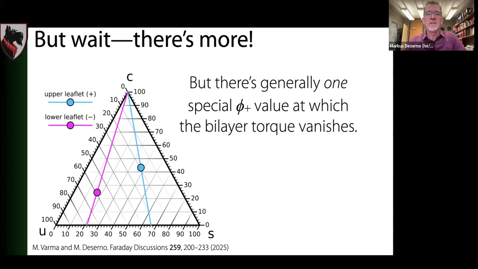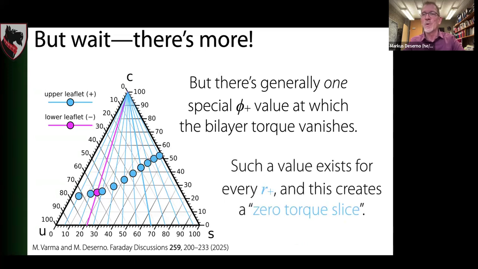Of course, this argument works for whatever the saturation ratio is on the blue side. And so for every one of these blue lines, I can find a point that exists at 0 torque. And that tells me that there's actually a line, a 0 torque line. Every point on that line in the blue leaflet would chemically and mechanically coexist with that magenta point on the other side. But that, you see, cuts down a degree of freedom. I cannot make any point in the triangle coexist with a magenta point, only the ones on that line, if I want to make GUVs out of these systems.